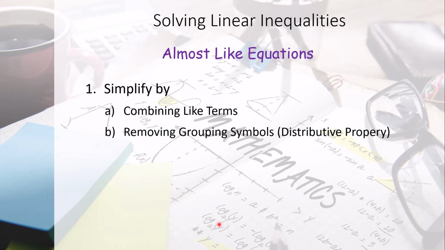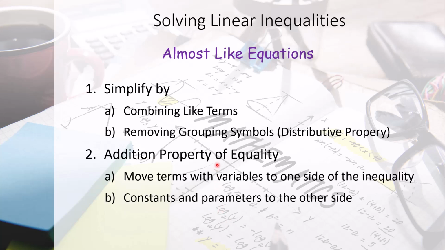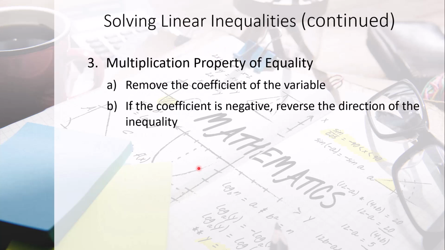We simplify it by combining like terms and removing grouping symbols using the distributive property. We then use the addition property of equality to move all the terms with variables to one side of the inequality and everything else to the other side of the inequality. We remove the coefficient using the multiplication property of equality. So if you have a 2x, just divide both sides by 2.